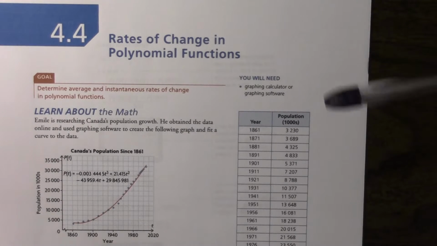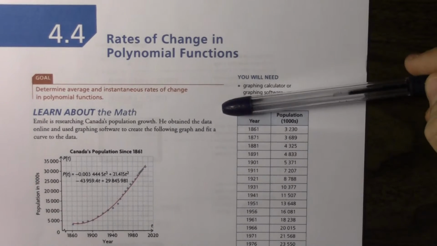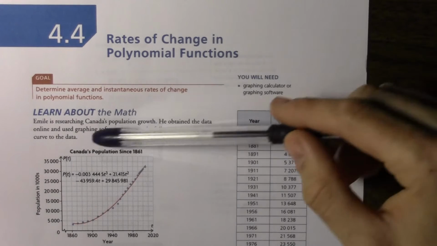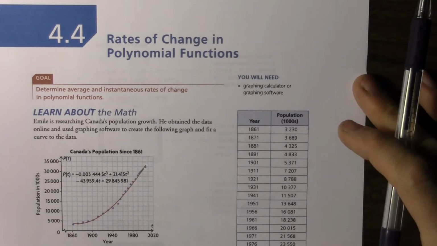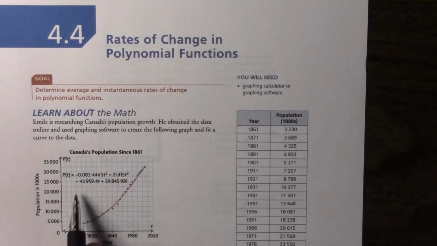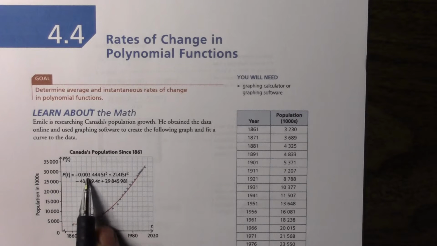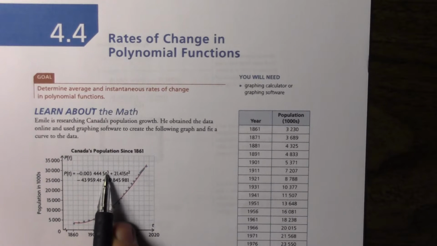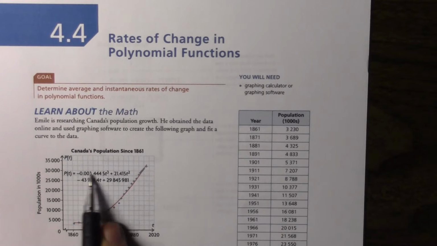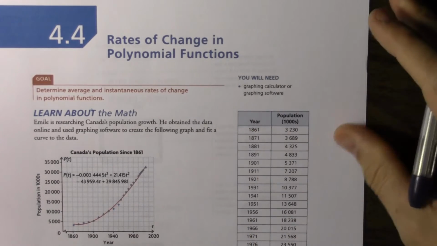All right, so we have a graph here about Canada's population growth. He obtained the data online and used graphing software to create the following graph and fit a curve to the data. It's difficult to see, but there's the function right here. It looks quite complex, but again, it's just constants in front of the cubic variable, a squared variable, and then a regular variable. So pretty typical of what we've been dealing with, just with some decimal places, so no need to be alarmed.